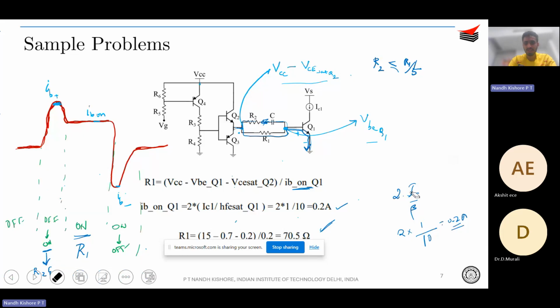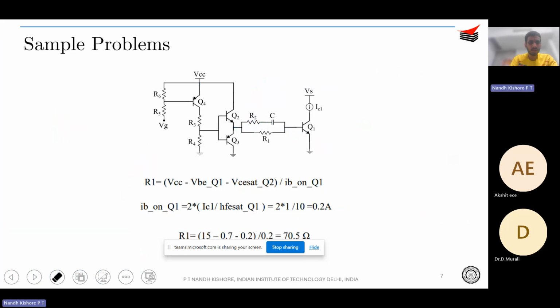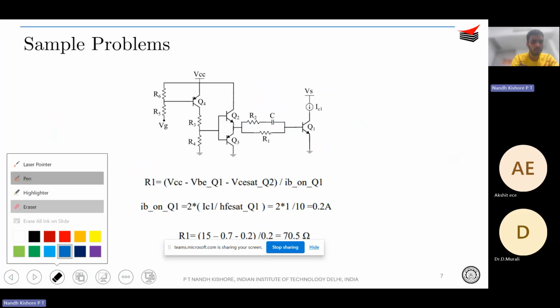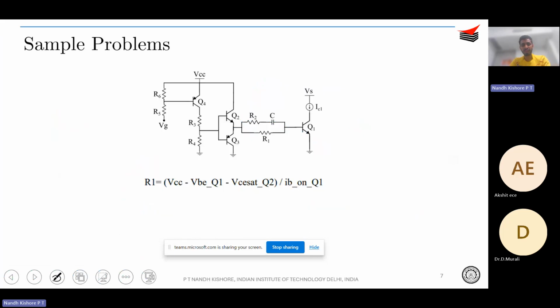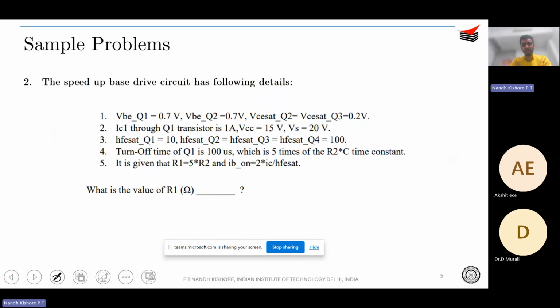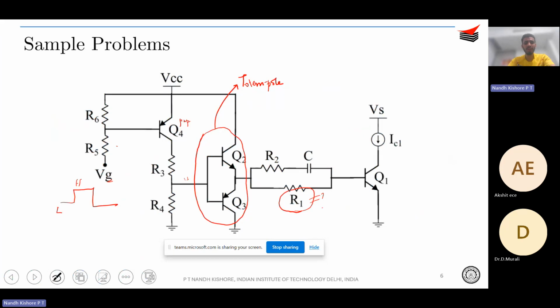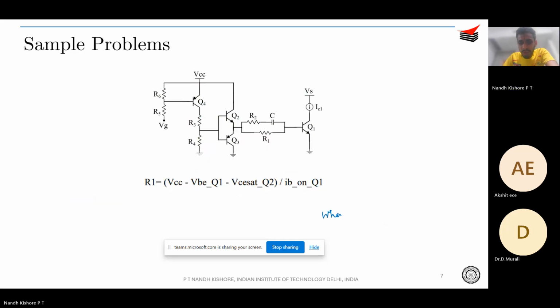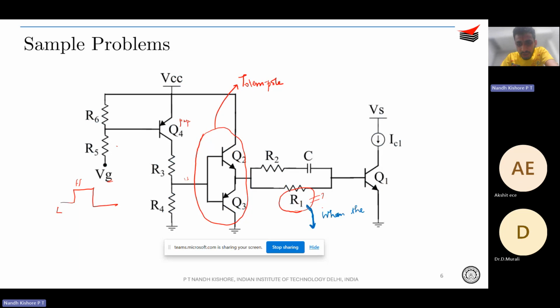Let me erase the unnecessary parts. Okay. I hope you understood this particular problem. That is, R1 is being asked over here, right? And the first thing you need to identify is, if some element value is asked, when does it come into play, right? So when does it come into conduction? Okay. So R1 comes into conduction when the device is completely turned on. When Q1 is fully on.